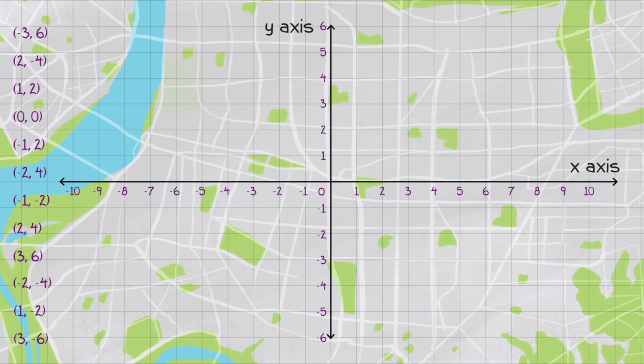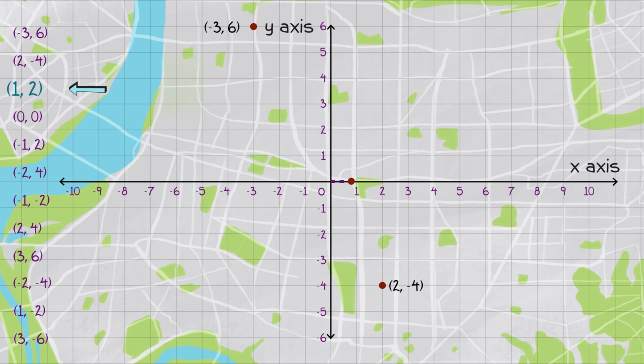Using this knowledge, let's try to plot the first robbery, which took place at coordinates -3, 6. Since x equals -3 and y equals 6, we must shift 3 units to the left of the origin and then move up by 6 units. Similarly, the second robbery can be located by shifting 2 units to the right of the origin, then moving down by 4 units. The third robbery has an x-coordinate of 1 and a y-coordinate of 2.